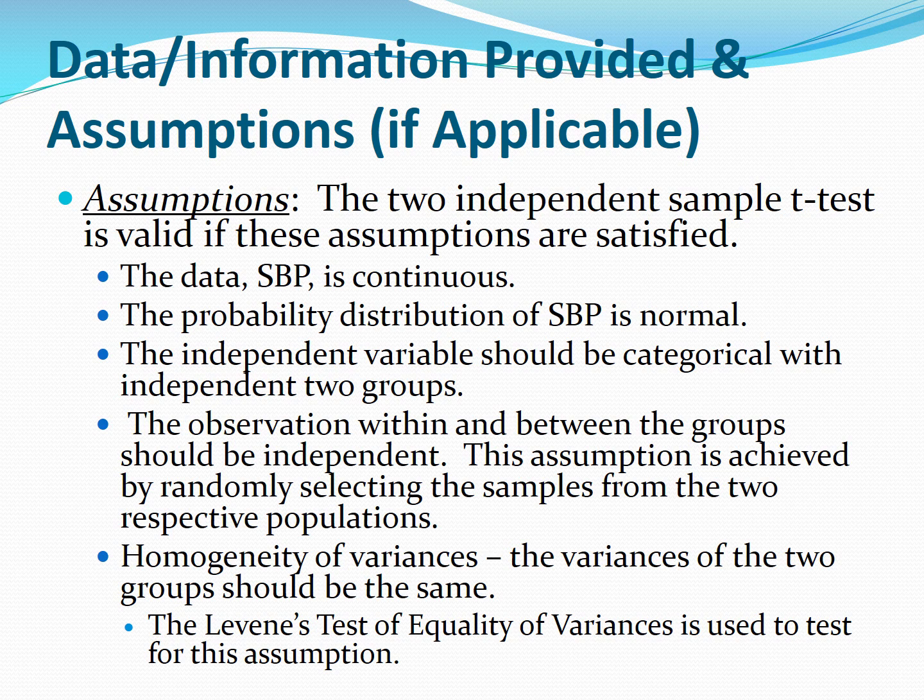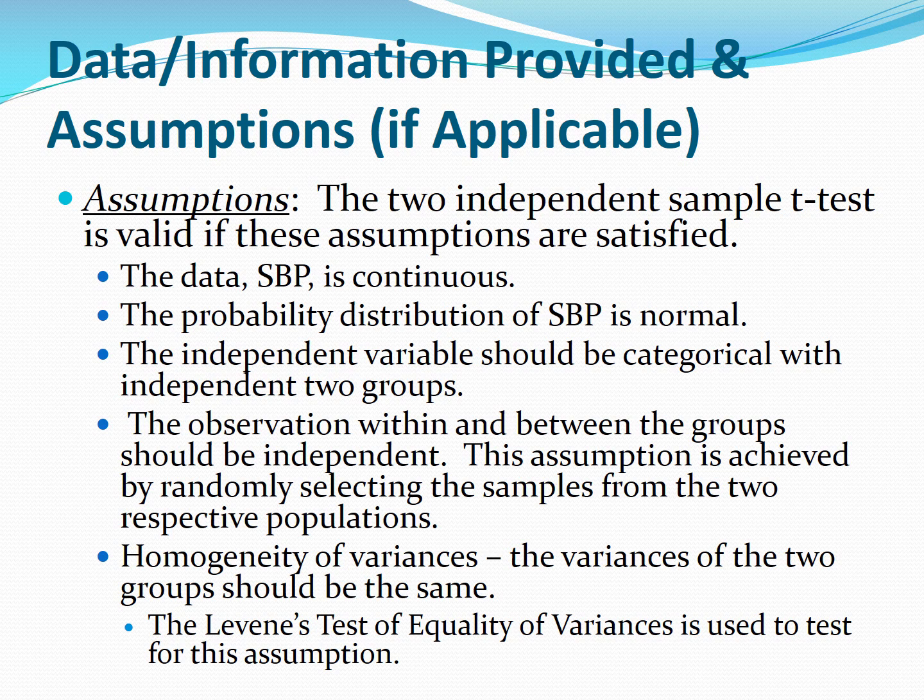For a two independent sample t-test to be valid, the following assumptions have to be satisfied. First of all, our outcome variable, which is our dependent variable, has to be continuous. In this instance, we know that systolic blood pressure is measured on a continuous scale. The probability distribution is normal, that we have a nice bell-shaped curve. If it's slightly skewed, it still would be robust, so we could still go along with the assumption of normality.